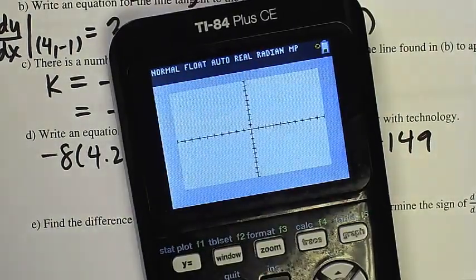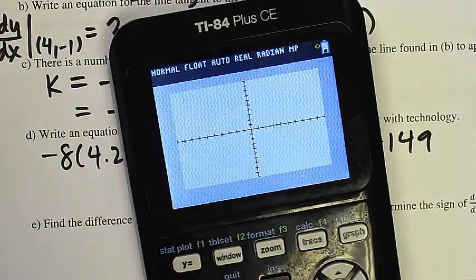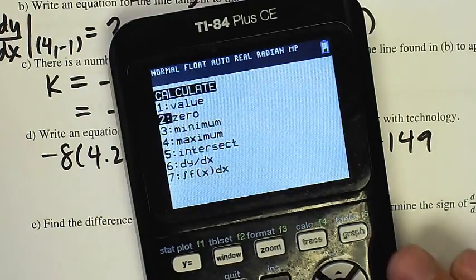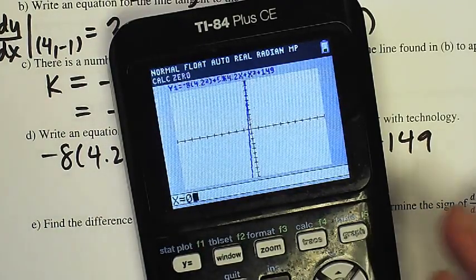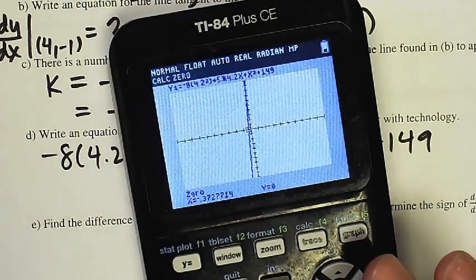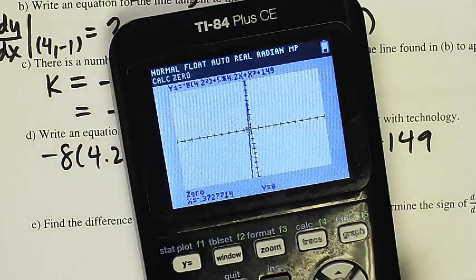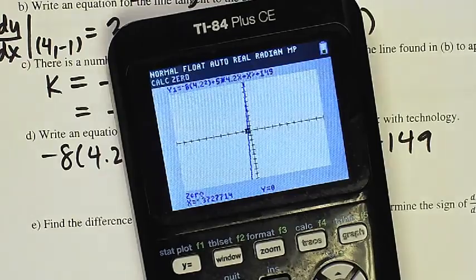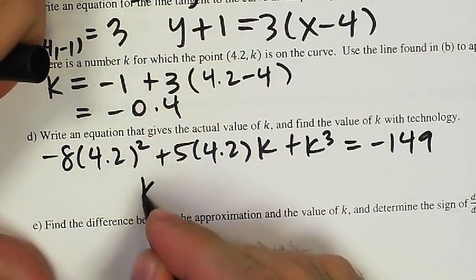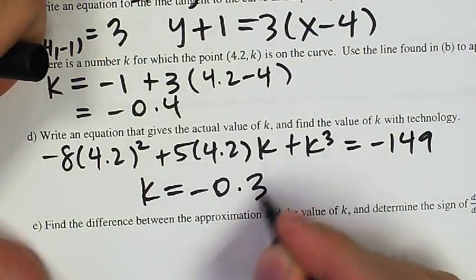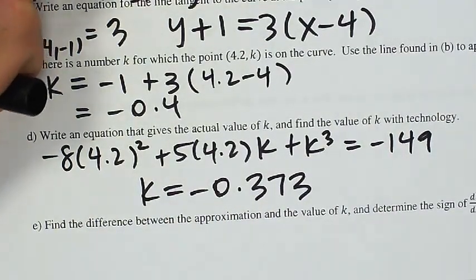So I'll zoom standard. I have faith. It'll be near 0. Yeah, there it is. Okay, great. So I'm going to calculate the 0. Left bound looks like negative 1. Right bound looks like 0. Give it a guess. Negative 0.372 or negative 0.373. Okay.